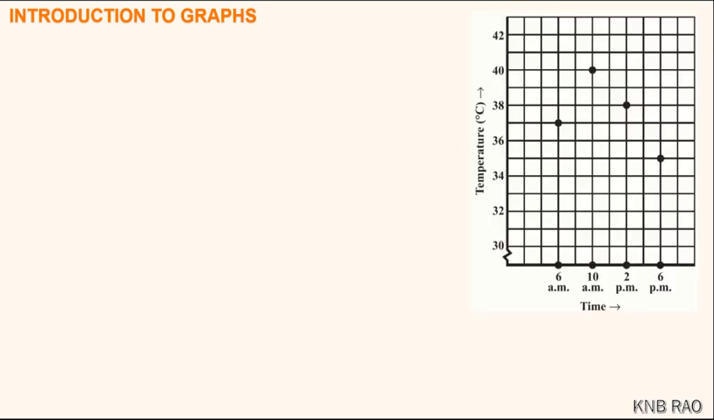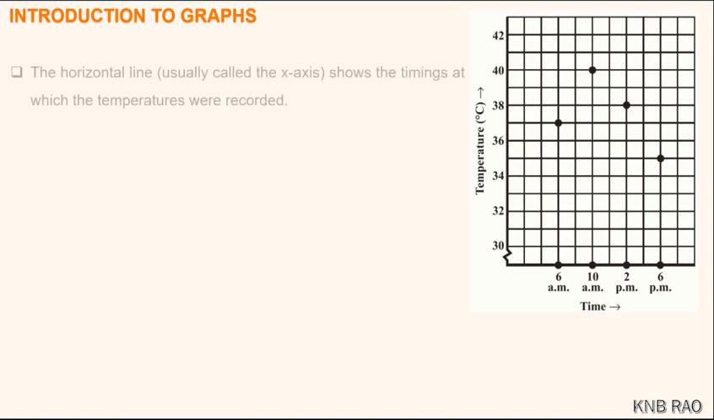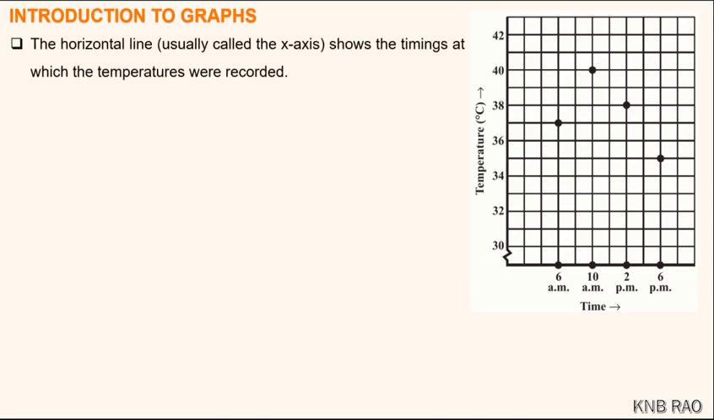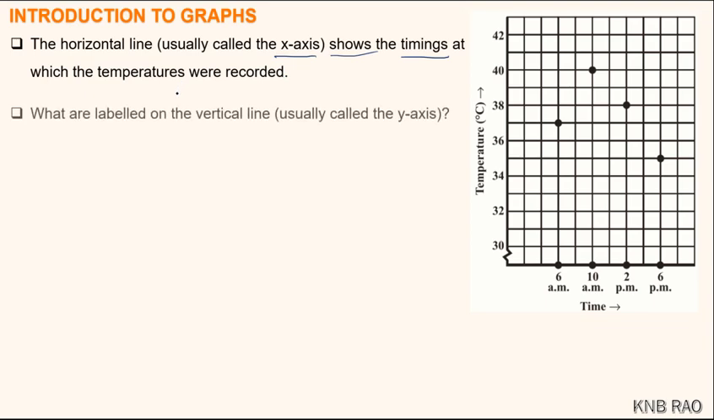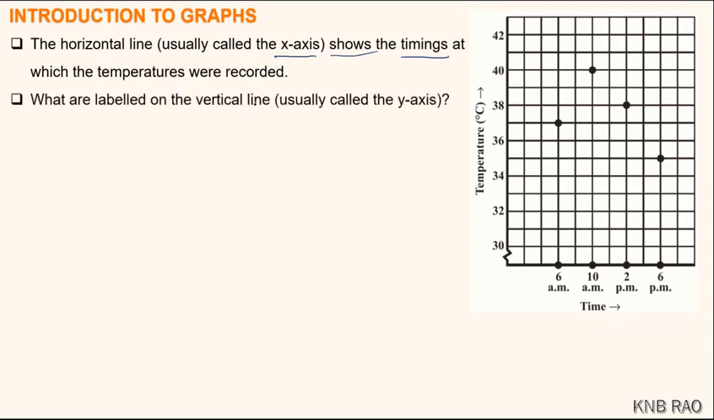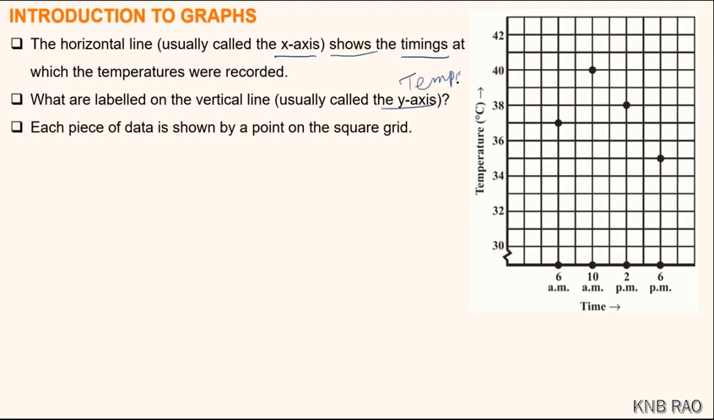Let us take the horizontal line, which we normally call the x-axis. The x-axis shows the timings which are recorded. Later, what is labeled on the vertical axis, which we call the y-axis? On the y-axis, temperatures are recorded, isn't it? Here on the y-axis, temperatures are recorded.